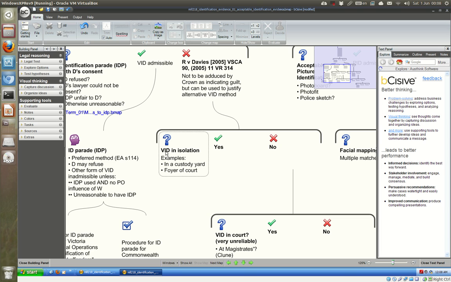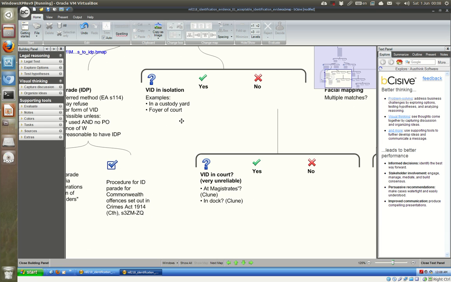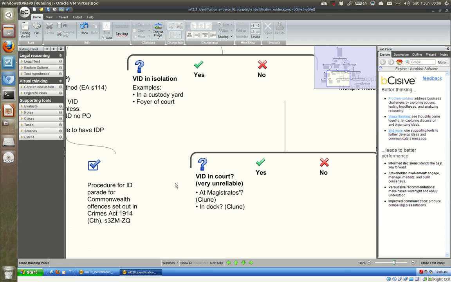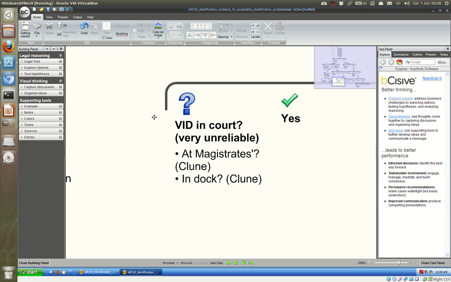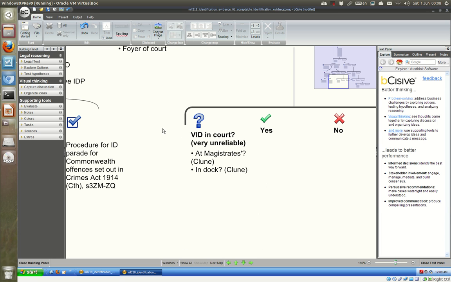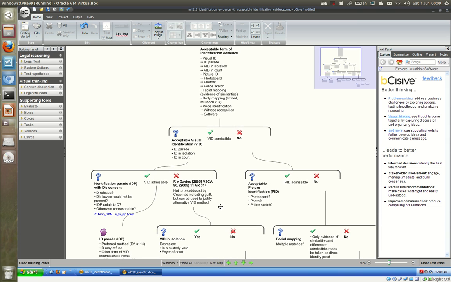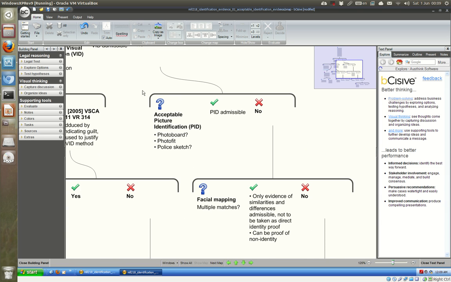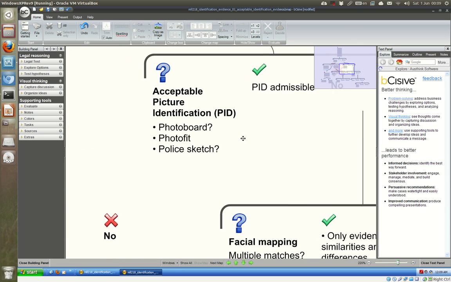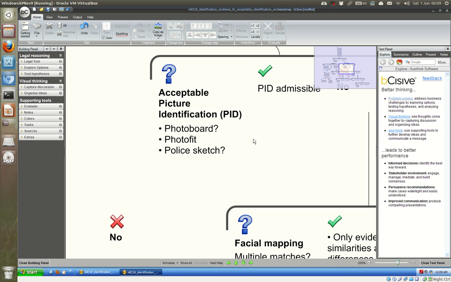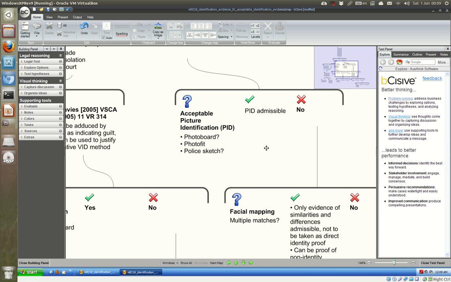So visual identification in isolation could be in a custody yard or in the foyer of a court, and if we're talking about identification in court, which again is very weak, it's very unreliable. It could be at the magistrates, or it could be in the dock. But that's given the least weight possible. If we're not talking about visual identification, the next one up would be picture identification. So that's identifying the accused from a police sketch, photo fit, or photo board.